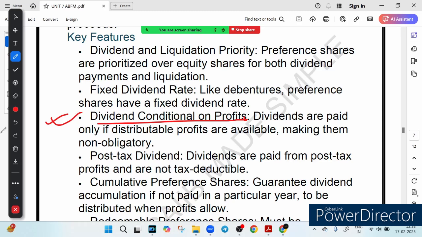And these are not tax friendly as in the equity capital, because unlike loan interest, which will reduce tax, preference capital come after tax is deducted, making them less tax efficient. So this was the disadvantage of equity capital also, just now we have talked about. Similarly, there's a post tax dividend.